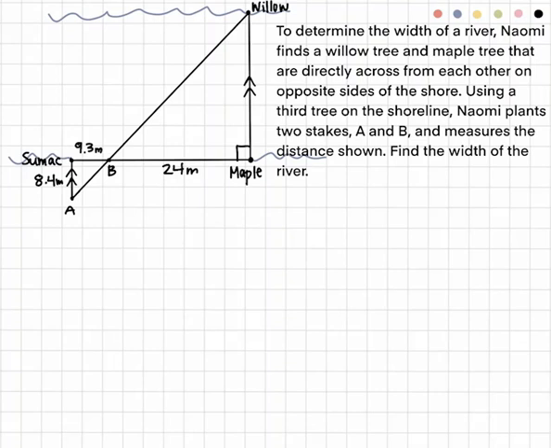We're going to do this in 3 steps. Step 1 is we're going to show how these triangles are similar. We're going to show that triangle ABS is similar to, that little symbol there. Oh, it's not showing up for you. Let me get it up for you. There we go. So we're showing that triangle ABS, S is for sumac there, that's just another tree that Naomi found on the shoreline.